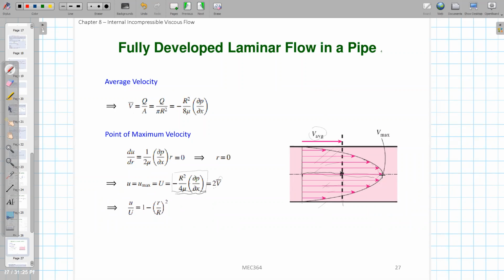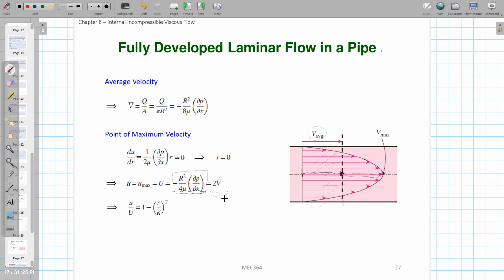So the average velocity is happening in the middle here. So this is the maximum velocity, right? This is where r equals 0. So the average velocity is only half of the maximum velocity. So this is the velocity profile of fully developed laminar flow inside a circular tube, a circular pipe. Okay, so this is a very important result we got here.